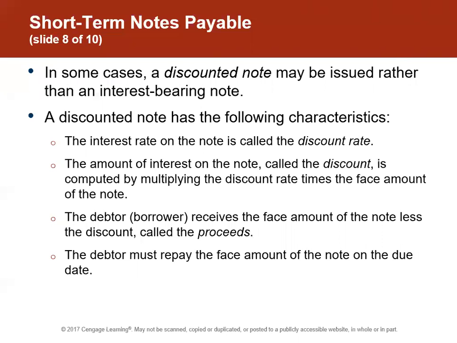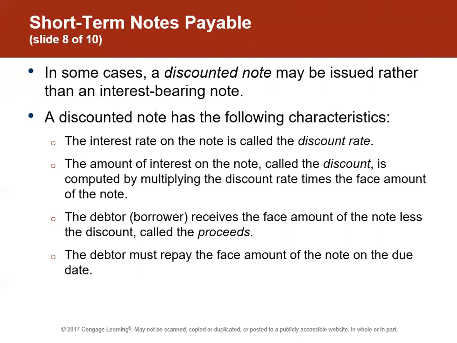Okay, so in this case, a discounted note has the following characteristics. The interest rate on the note is now called the discount rate, okay? The amount of interest on the note, called the discount, is computed by multiplying the discount rate times the face amount of the note. The debtor, or the borrower, receives the face amount of the note less the discount. So instead of giving them $1,000, we're going to give them $1,000 minus that interest. So basically, when we have a discounted note, it's like we're collecting the interest up front.